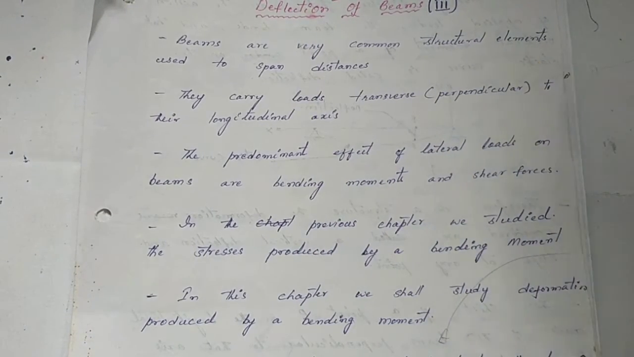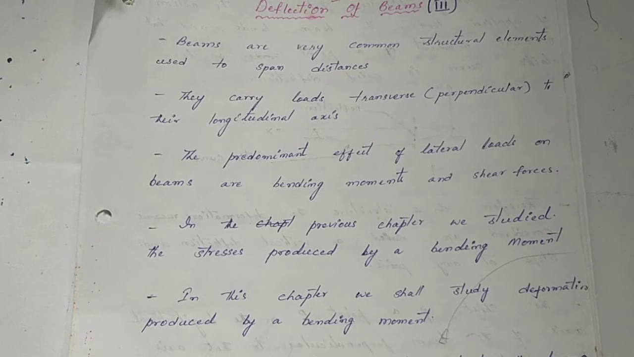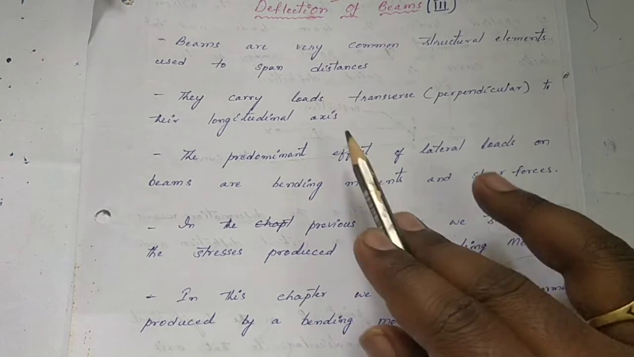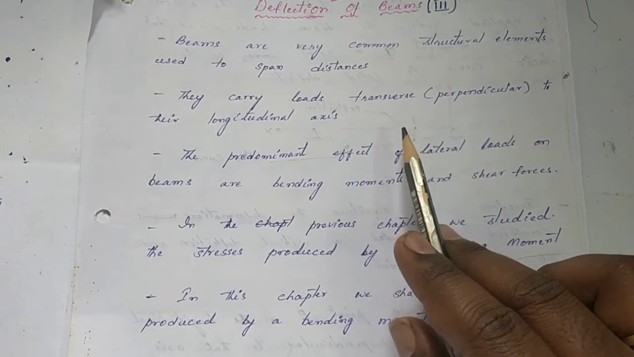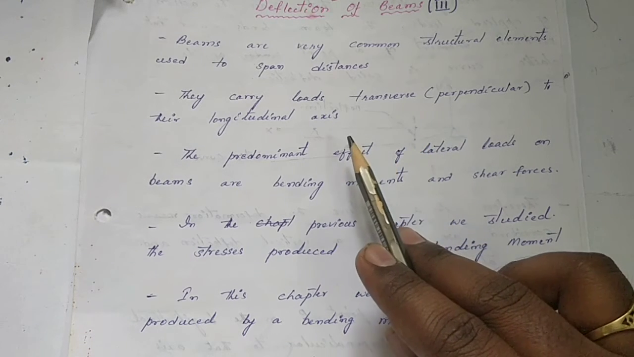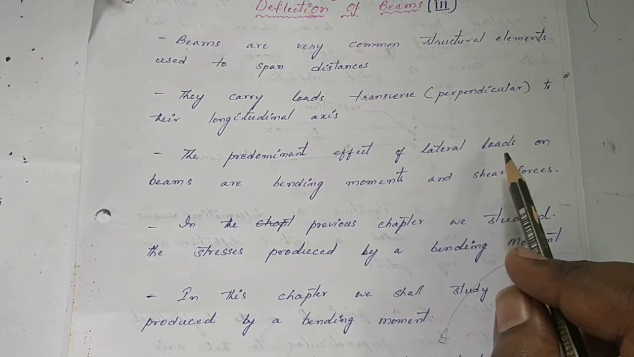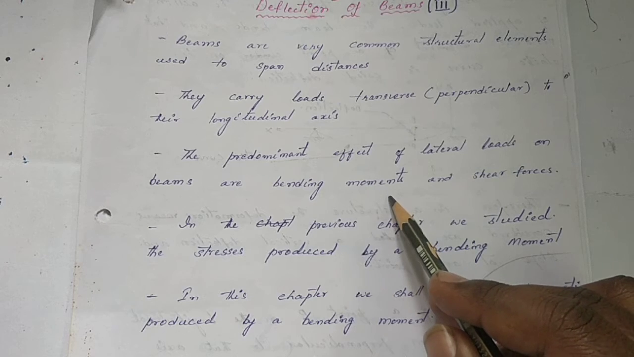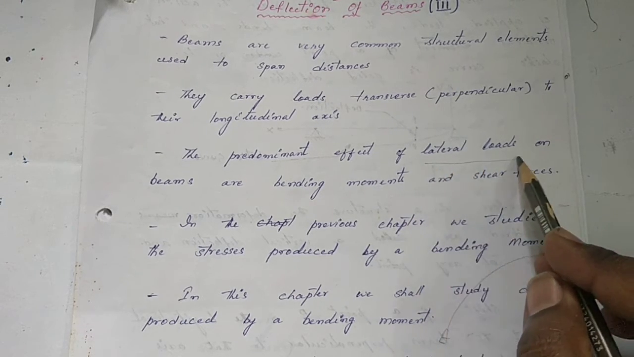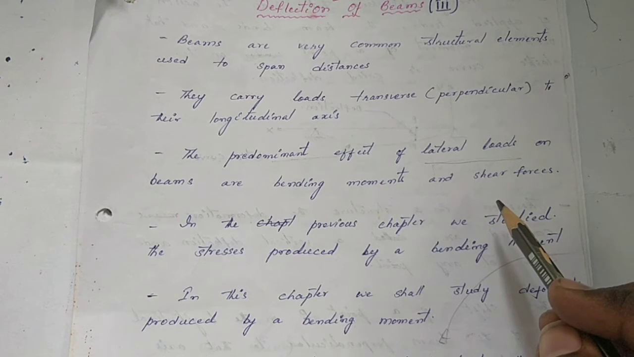Coming to the introduction of deflection of beams, beams are very common structural elements used to span distance, because the beams are used to support the loads in the structural elements, like vehicles, civil structures, bridges, buildings, etc. They carry loads transverse, that means perpendicular, to the longitudinal axis. The predominant effect of lateral loads on the beams are bending moments and shear force. Due to the effect of lateral loads, the bending moment and shear forces are developed.